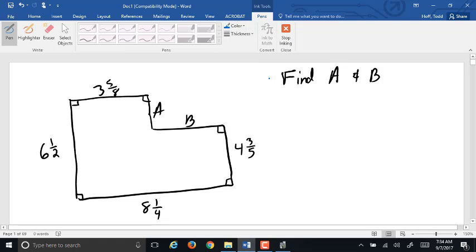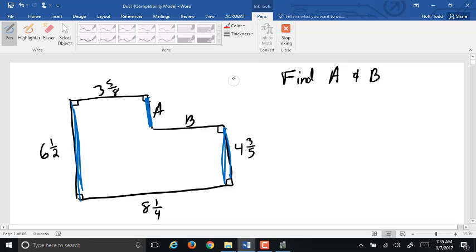So finding the missing dimensions, let's look at A here first. A, of course, is vertical if I had drawn this well. It's a vertical dimension, which means we can only use other vertical dimensions to find it. So what other dimensions are vertical? The 6.5, the 4 3/5.